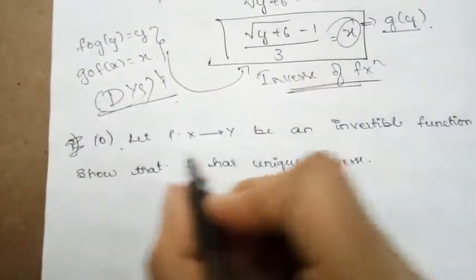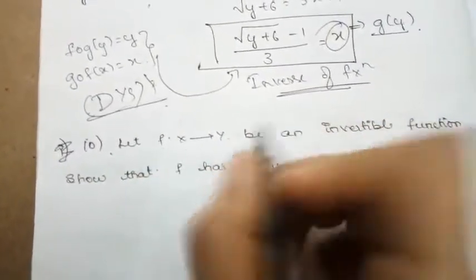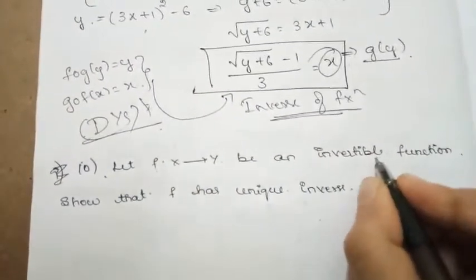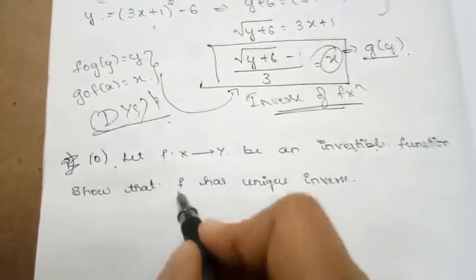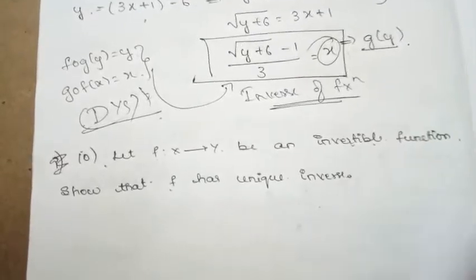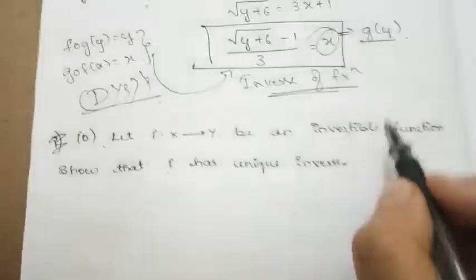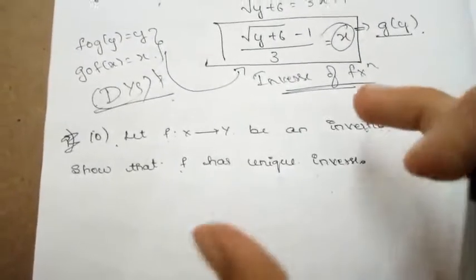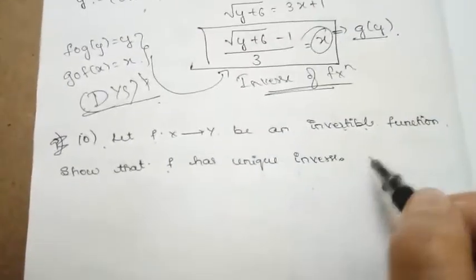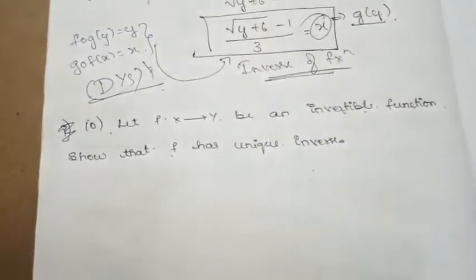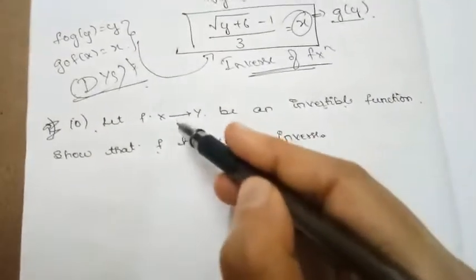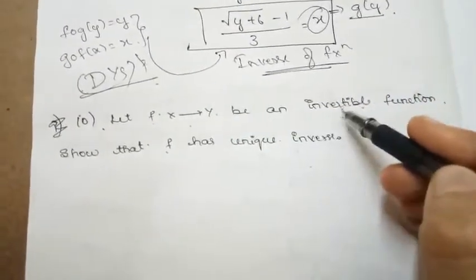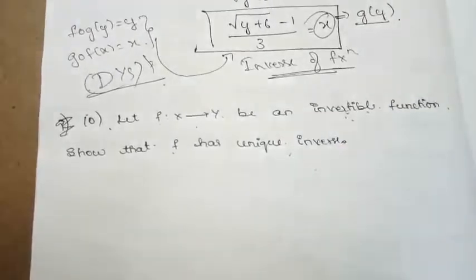In the next question they have given f is a function from x to y which is an invertible function. They are only saying that f is an invertible function. We need to show that f has a unique inverse. As I said in the previous video, in the questions regarding composition and invertible functions, we are learning some new concepts. One of the concepts is here: if a function is invertible, then that function has a unique inverse.